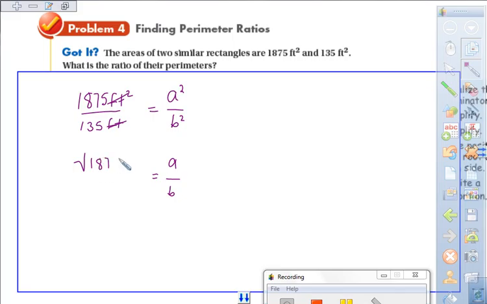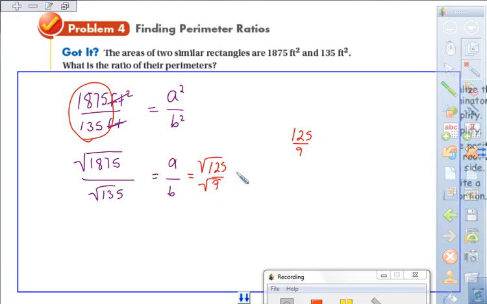So I get the square root of 1,875 over the square root of 135. And before I do that, I want to double check to see if this number reduces, and it should because they both end in a 5. And that gives me 125 over 9. So I'm going to put that over here. So now what I'm going to do is take the square root of those, because those numbers are a little easier to work with. Because the square root of 9 we know is a perfect square.